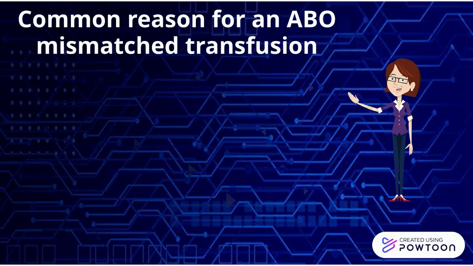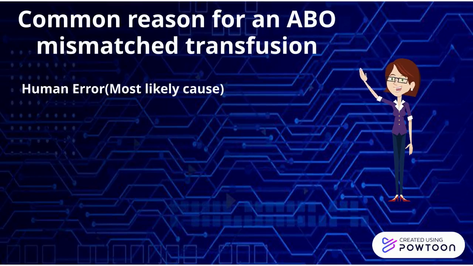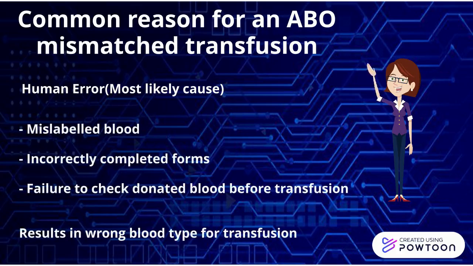Common reason for an ABO mismatch transfusion. Human error is the most likely cause for a mismatch transfusion. Mislabeled blood, incorrectly completed forms, and failure to check donated blood before transfusion are what result in the wrong blood type being used for transfusion.